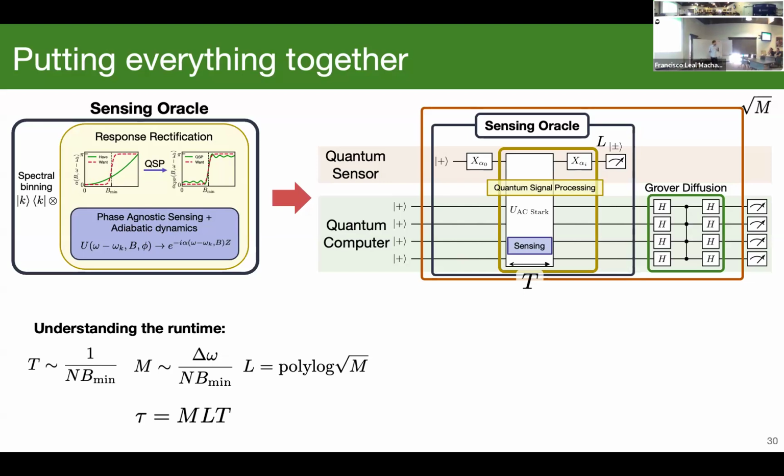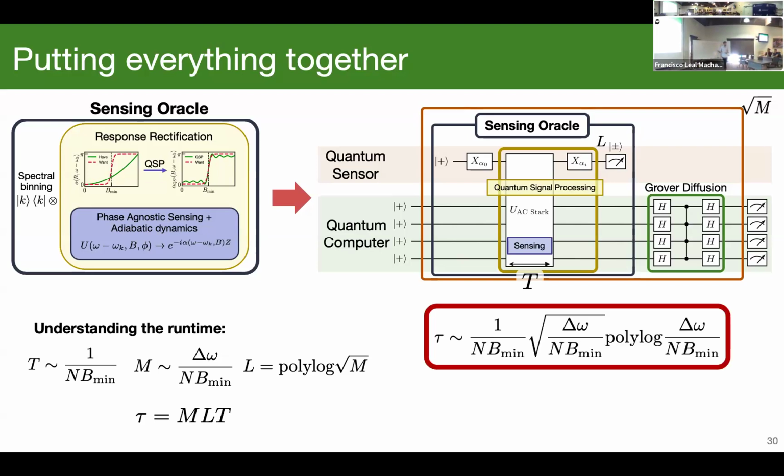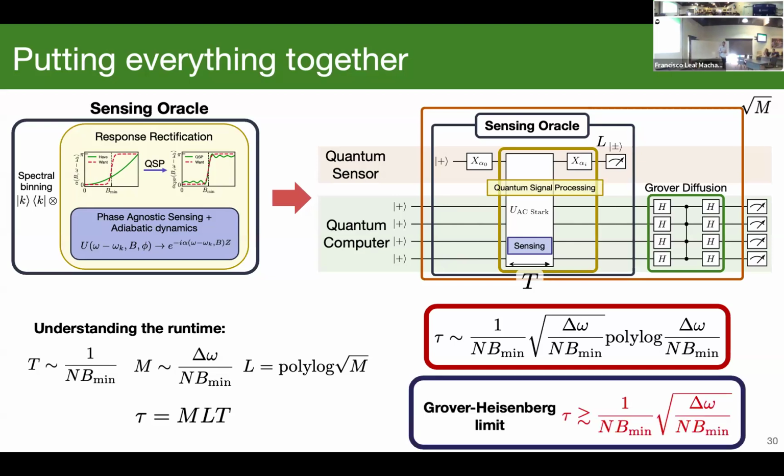And as I alluded to, this L you can do very efficiently, and it turns out that it's only logarithmic in square root n. So the total sensing time, the total duration of your protocol as measured by how long you need to sense, is just the product of these things, which takes this form. Okay. And now what I want to show is that there's a model that we made, the Grover Heisenberg limit, that says that any algorithm that solves this task has to take a time greater than this, without this polylog.